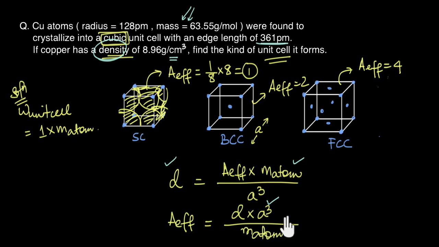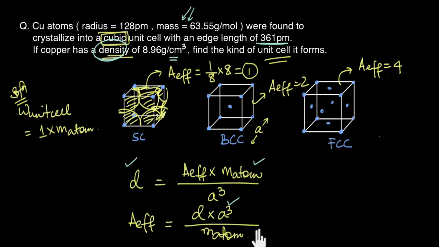And because it's already given in the question that the unit cell is cubic, it can only be simple cubic or BCC or FCC. So the value of A effective can only be 1, 2 or 4, right? So on solving this, if the value comes out to be equal to 1, we can say that the unit cell is simple cubic. If it comes out to be 2, we'll call it BCC. And if it's 4, then it's definitely FCC. So let us see what this comes out to be.